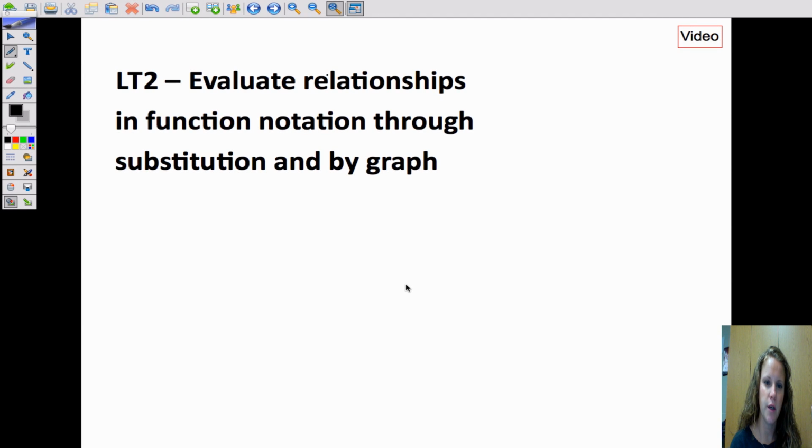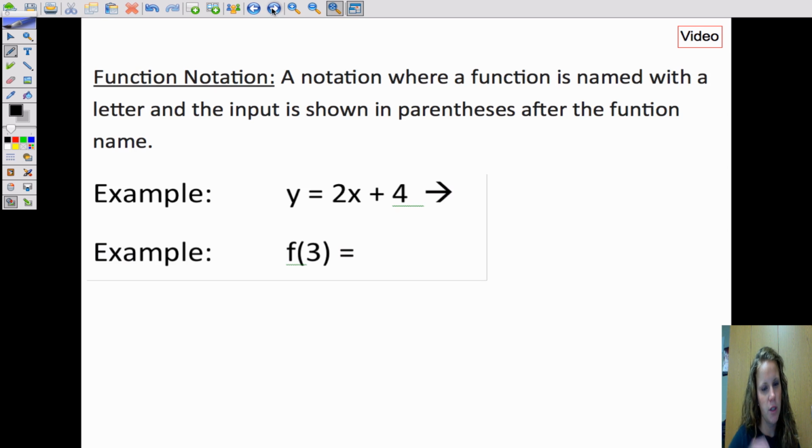Alright, in Learning Target 2, you are asked to evaluate relationships and function notation through substitution and by graphing. So basically the new part of this is called function notation, okay? If you look at your note paper, function notation is a notation where a function is named with a letter and the input is shown in parentheses after the function's name.